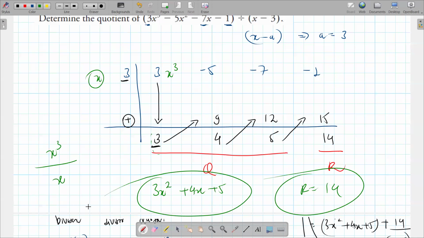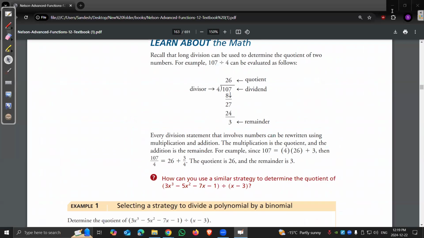So you can do whatever you want, but you need to know how to do both. Because if they give you a divisor that's more than degree 1, you have to do long division. But when the divisor is linear, then I think synthetic is way quicker, less room for mistakes.